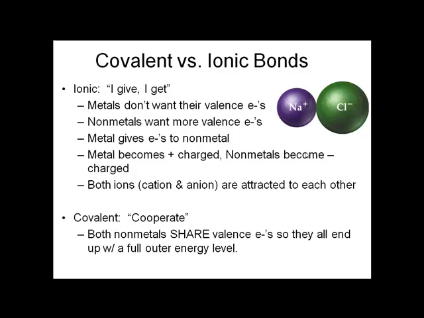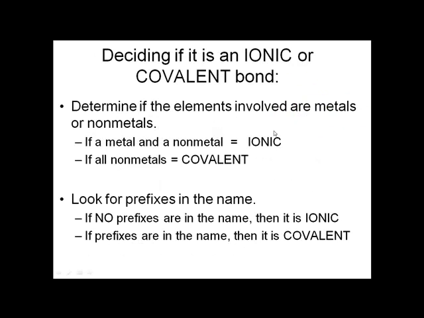Covalent bonding, or molecular bonding, we could think of as cooperating. Both the nonmetals share their valence electrons, so they all end up with a full outer energy level. We're not going to talk too much about how they share them right now. Instead, we're just going to look at formulas and names and how to recognize that it's ionic or covalent. So, how do we decide?